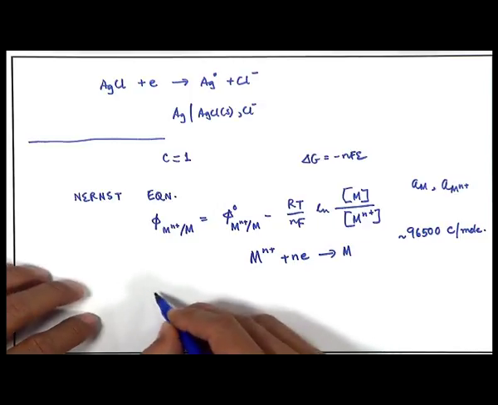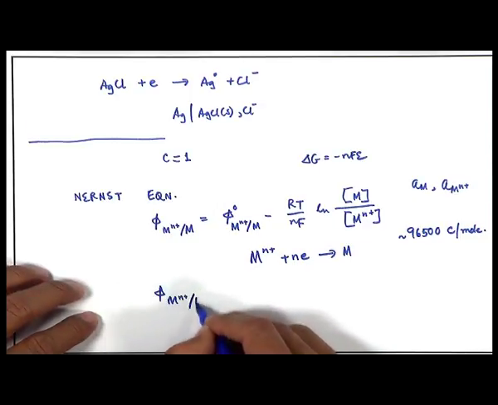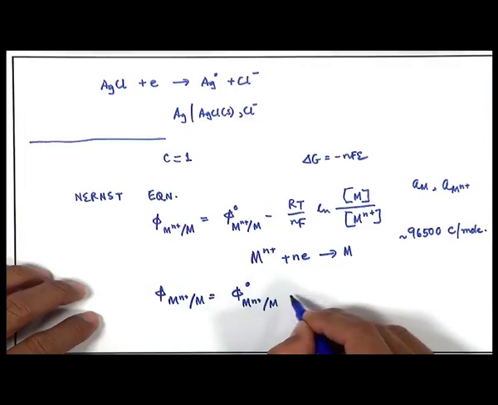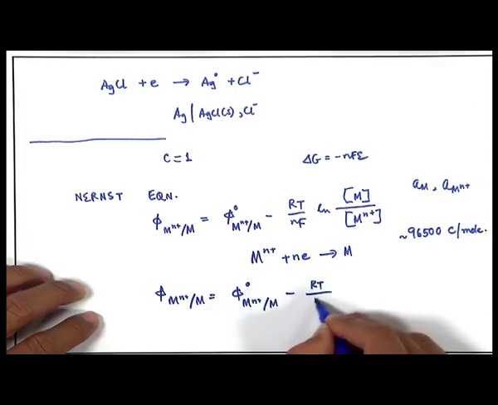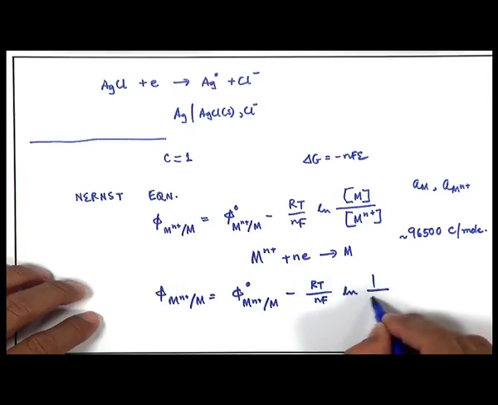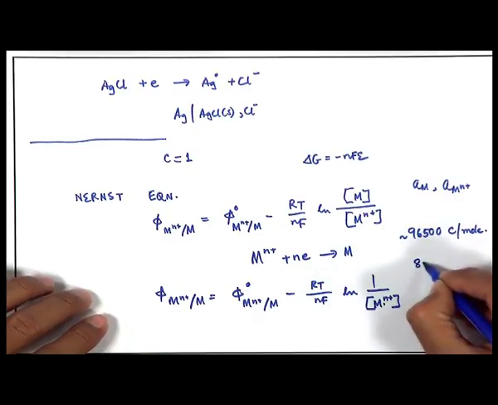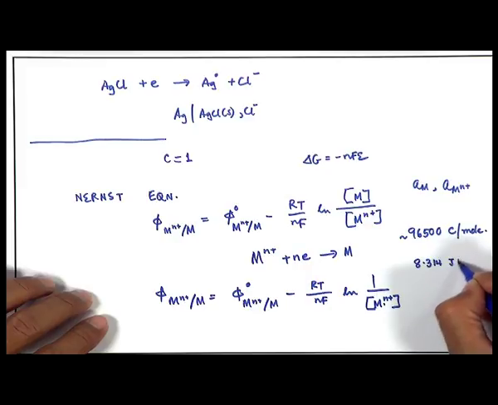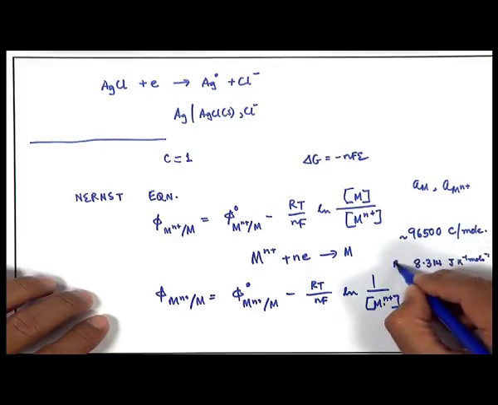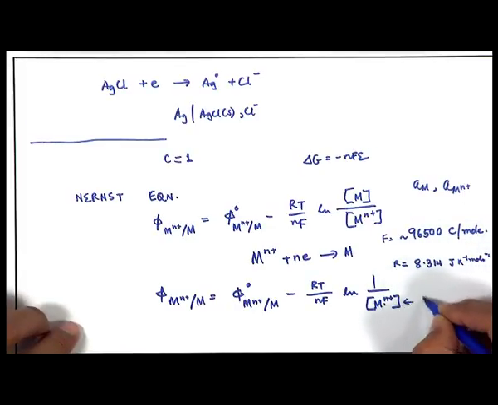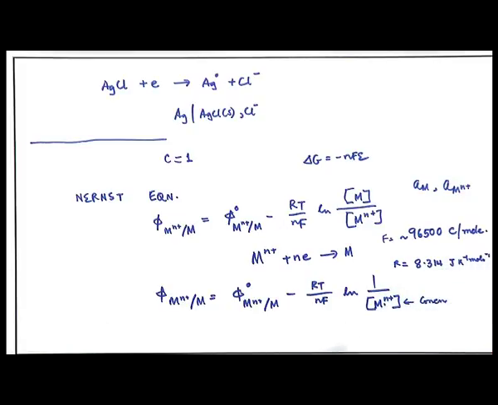So, therefore, we can write phi M^n+/M equals phi 0 M^n+/M minus RT by nF ln 1 upon concentration of M^n+. Here the value of R is 8.314 joule Kelvin inverse mole inverse, and F is 96500. And here it is the molar concentration, mole per liter.